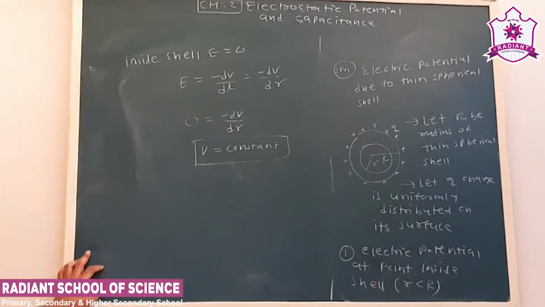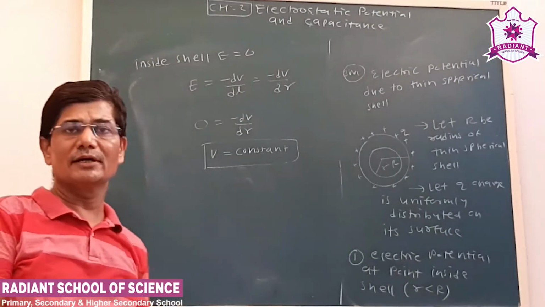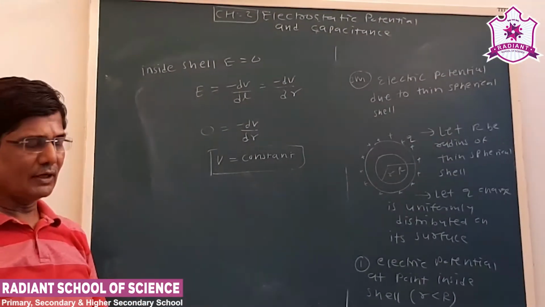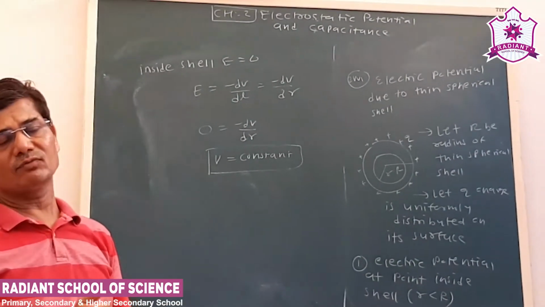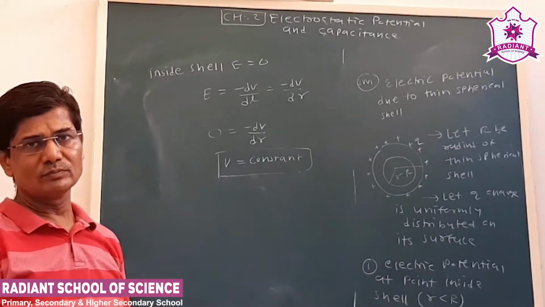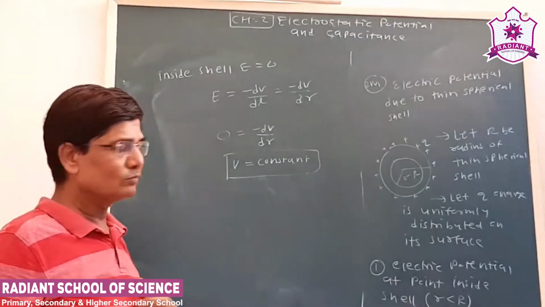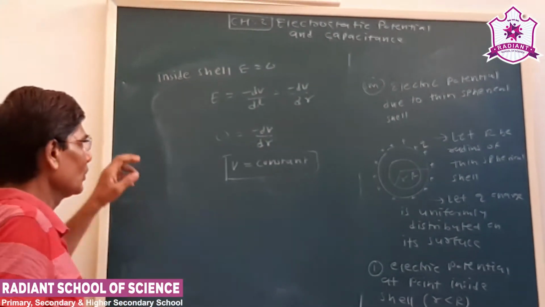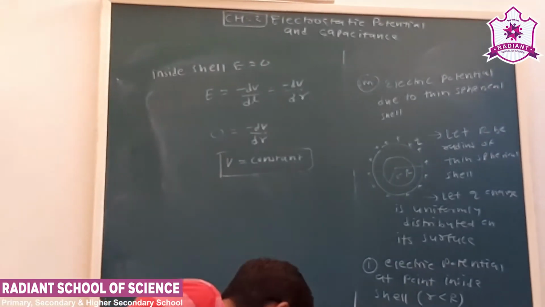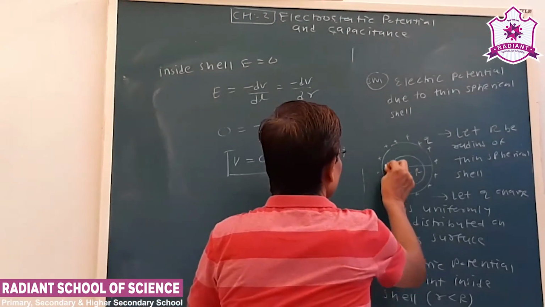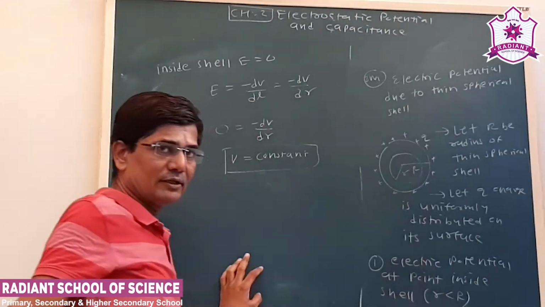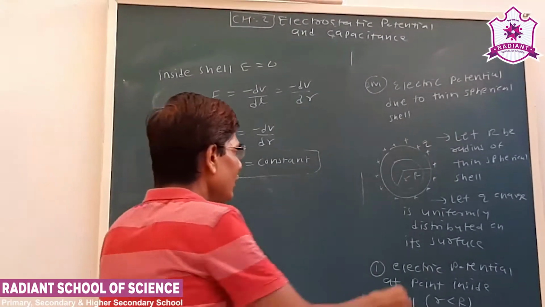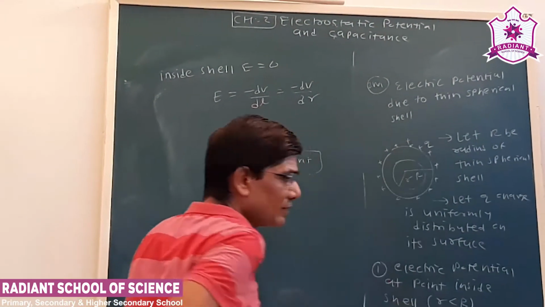Okay, so now this you have studied in the earlier chapters also. Whenever the first derivative of any quantity is 0, then the quantity becomes constant. So here also dV by dr is 0, so V is constant. So what we can say from this is all the points inside the shell are at the same potential, and that potential will be that on the surface of the shell.